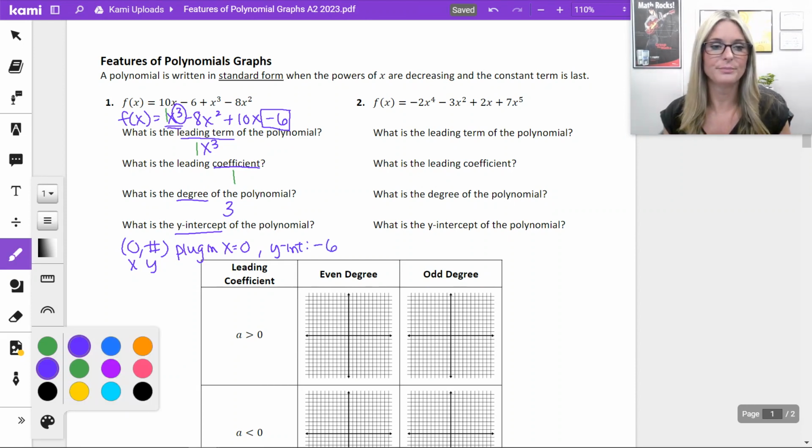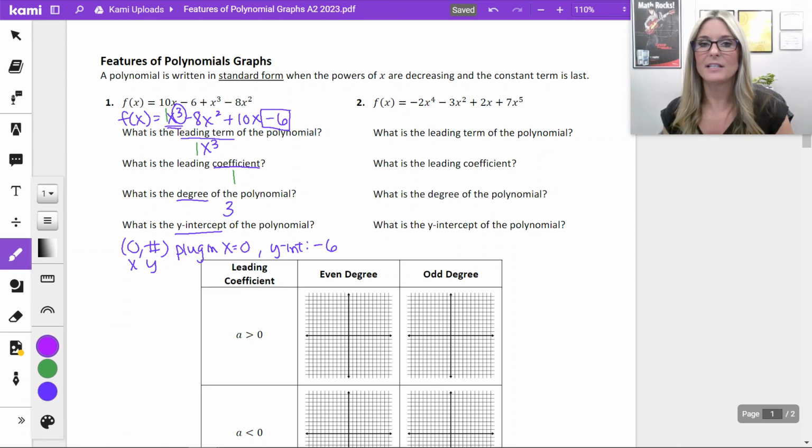Let's go again for number 2. Number 2, f of x equals negative 2x to the 4th minus 3x squared plus 2x plus 7x to the 5th, almost in standard form. So let's rearrange it. Highest exponent or highest degree, working our way down: 7x to the 5th minus 2x to the 4th minus 3x squared plus 2x, and that concludes our polynomial. What was that leading term? What is that front term there? 7x to the 5th. The leading coefficient there is 7. We saw that when we put that in standard form. What's the degree of our polynomial? A 5. It's a 5th degree polynomial.